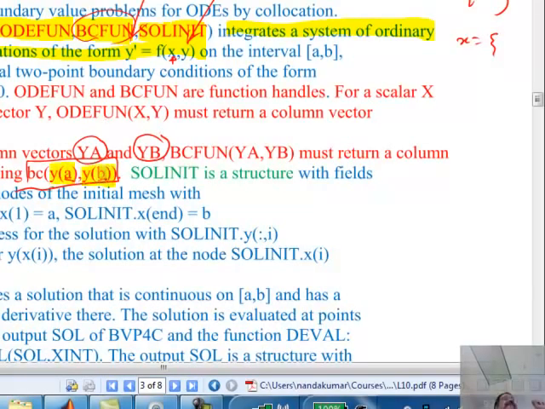Okay. Now, if I want to plot it, I can say plot. How would I plot that? That's a quiz. See whether you can write. Solve dot x, comma, solve dot y, comma, one.